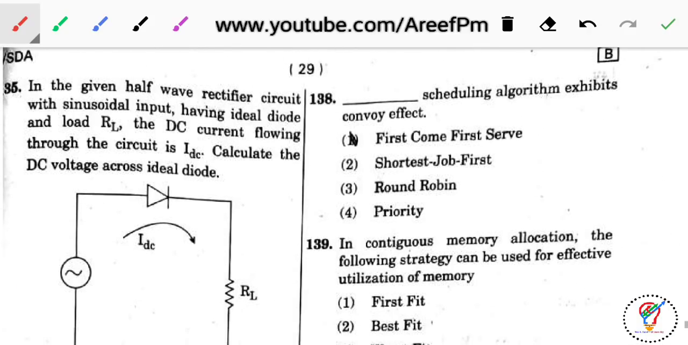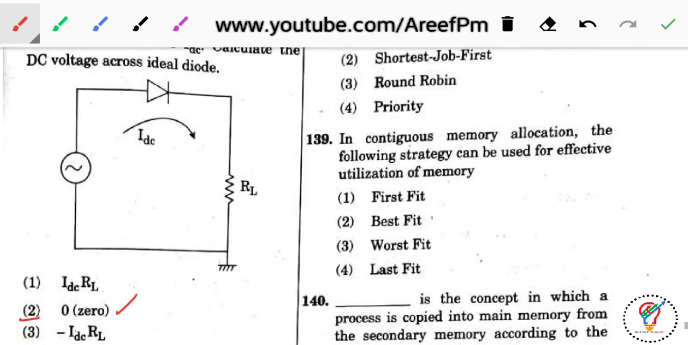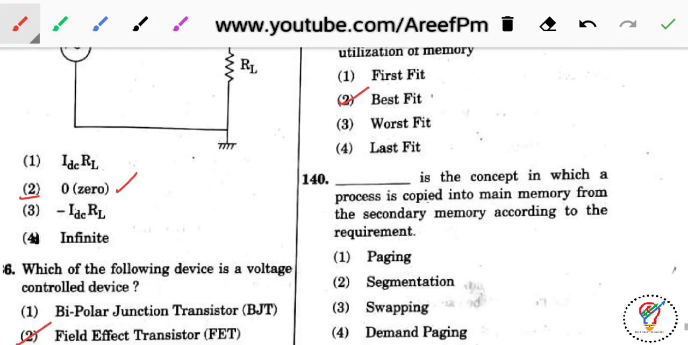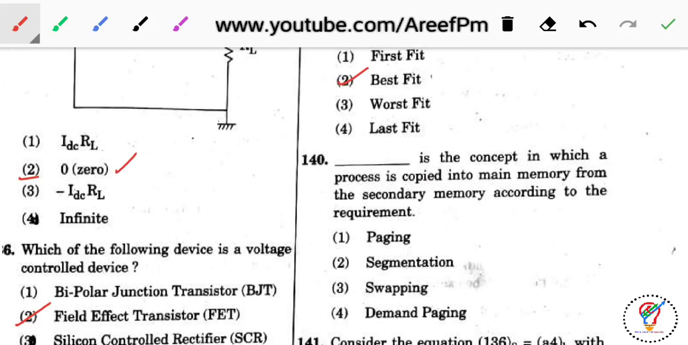Now question number 138. Which scheduling algorithm exhibits the convoy effect? So it is first come first served. Next one, 139. In contiguous memory allocation, the following strategy can be used for effective utilization of memory. It is best fit. Next 140, the question number.